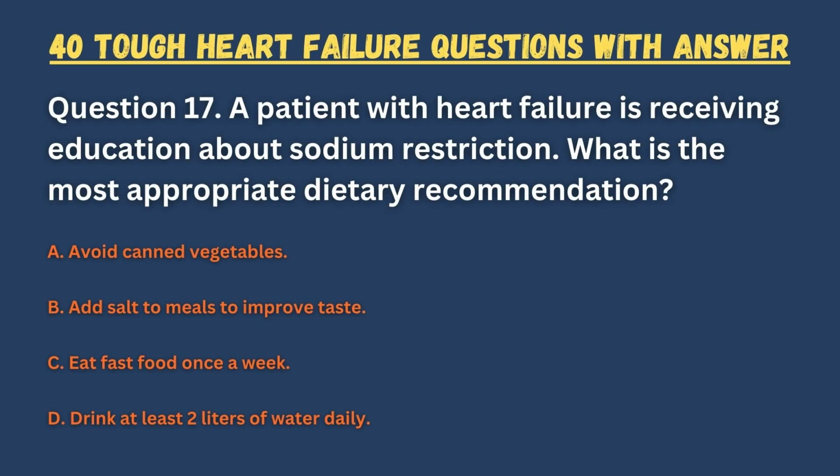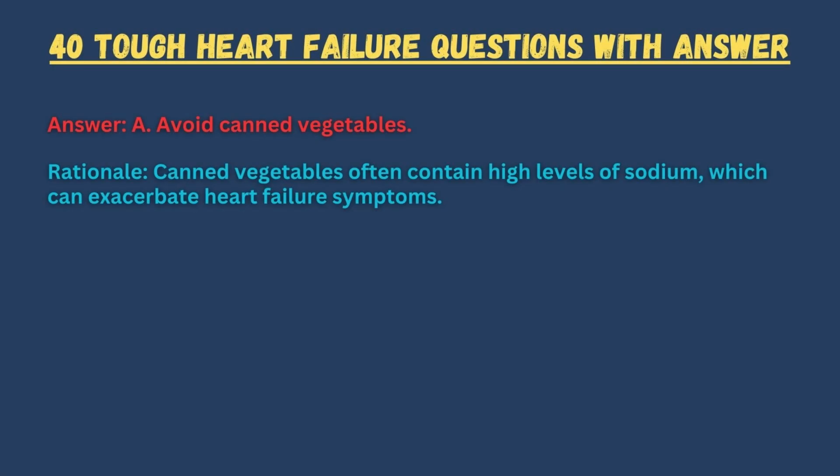Question 17. A patient with heart failure is receiving education about sodium restriction. What is the most appropriate dietary recommendation? A. Avoid canned vegetables. B. Add salt to meals to improve taste. C. Eat fast food once a week. D. Drink at least 2 liters of water daily. Answer: A. Avoid canned vegetables. Rationale: canned vegetables often contain high levels of sodium, which can exacerbate heart failure symptoms.